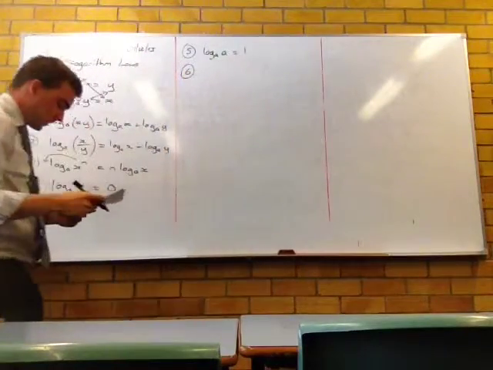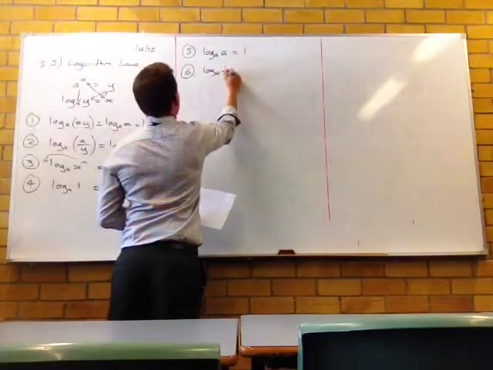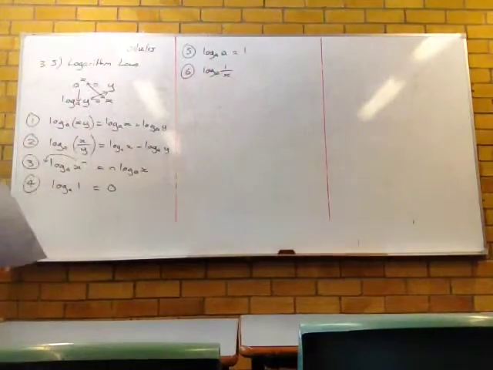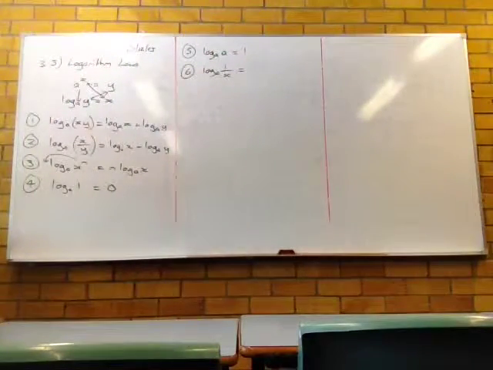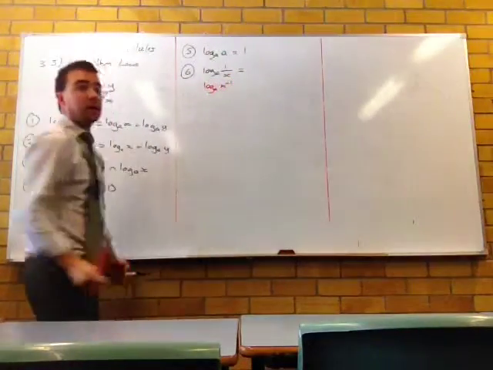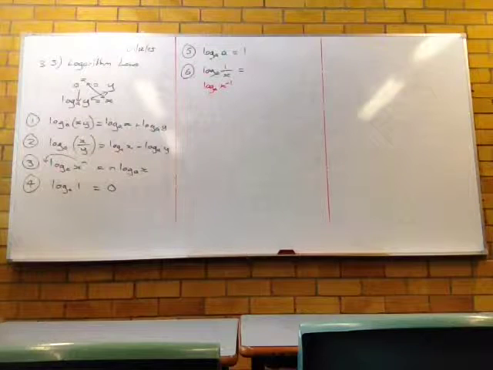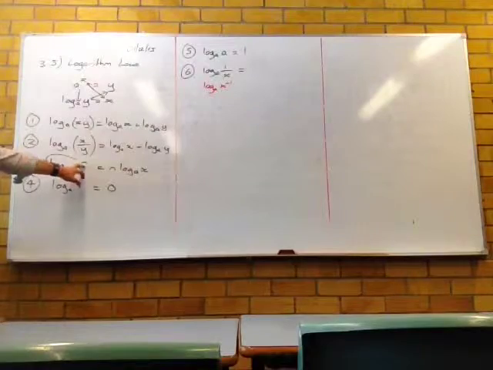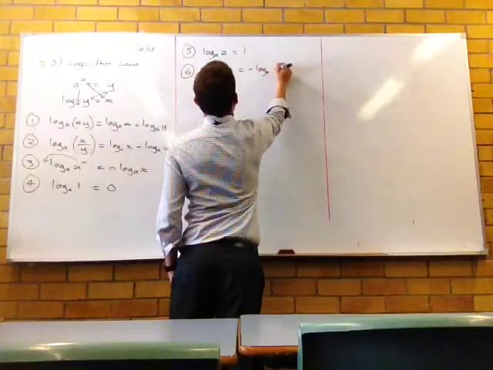Number 6. Log base A of 1 over x. If I rewrite it slightly, log base A of x to the negative 1, using my index laws, what will that then become? Negative 1 log A. Good. The power is negative 1, bring down that power: negative log base A of x.